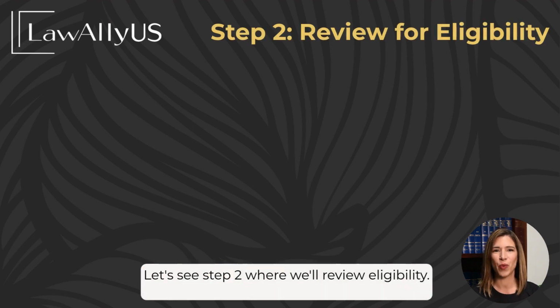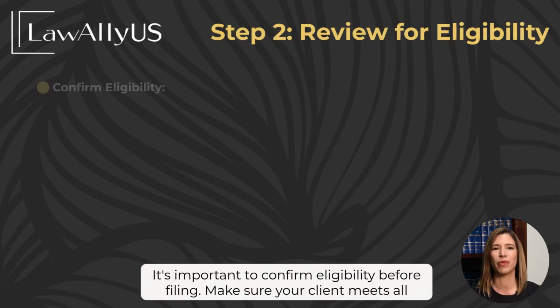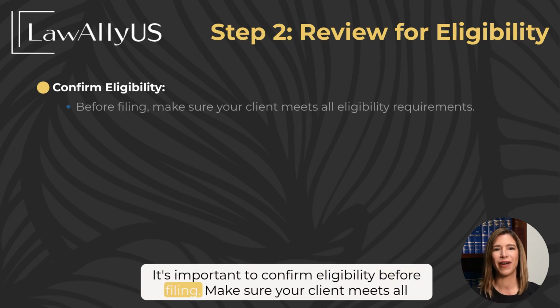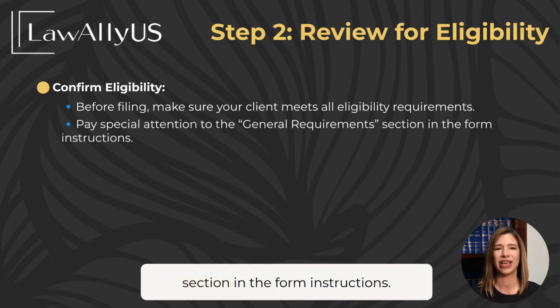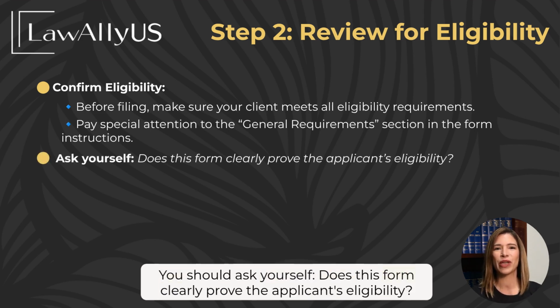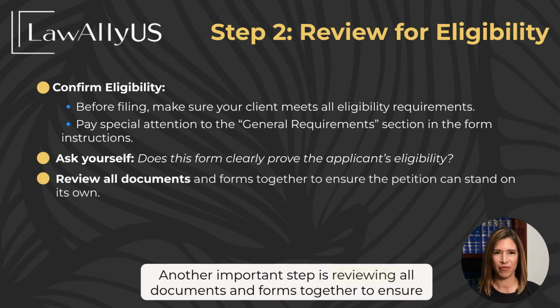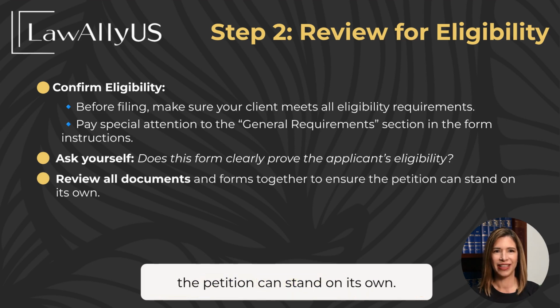Let's see Step 2, where we'll review eligibility. It's important to confirm eligibility before filing. Make sure your client meets all eligibility requirements. Pay special attention to the general requirements section in the form instructions. You should ask yourself, does this form clearly prove the applicant's eligibility? Another important step is reviewing all documents and forms together to ensure the petition can stand on its own.